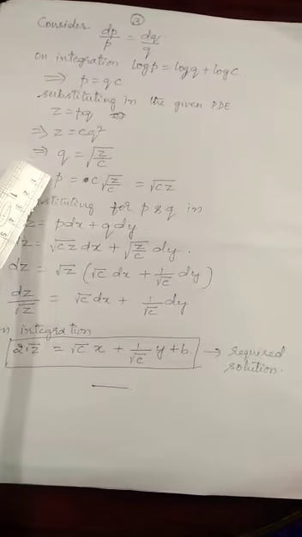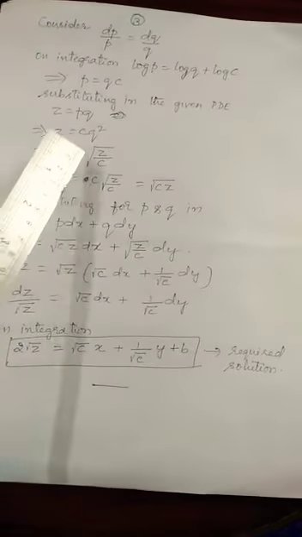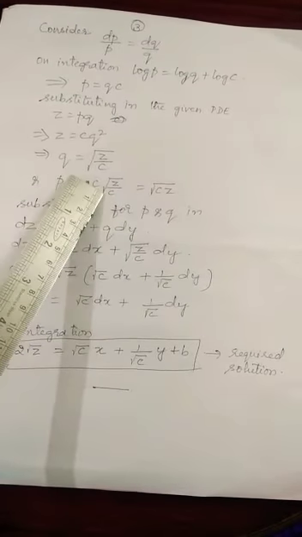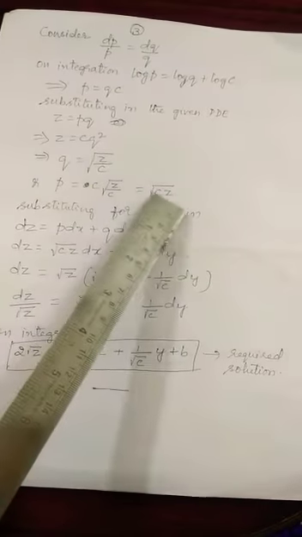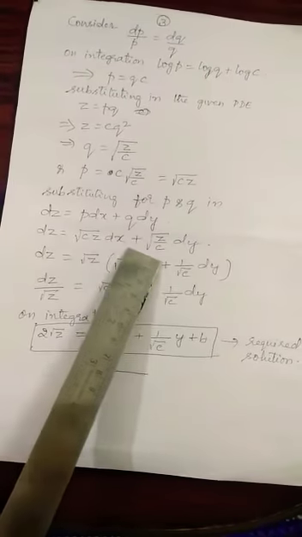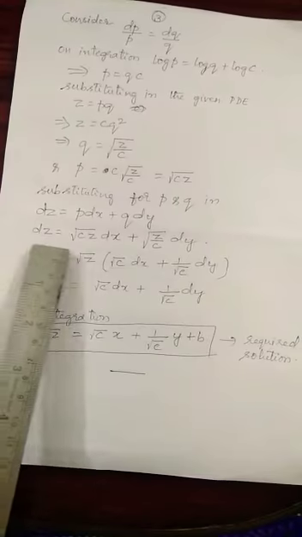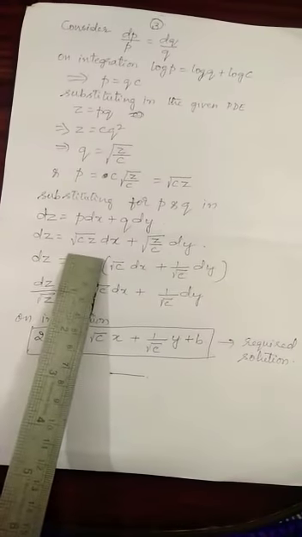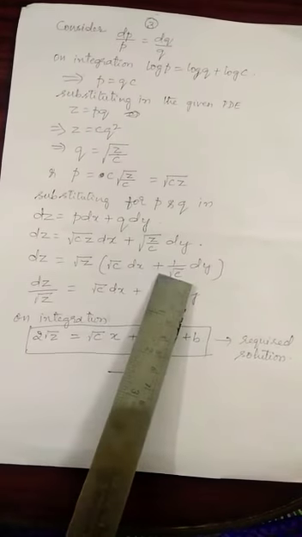So you get p is equal to c into square root of z by c. Here you have root c: c by root c is root c. Therefore this becomes square root of cz. So you got the p and q values. Substitute these p and q values in the total differential equation, that is dz equal to p dx plus q dy. So dz is equal to square root of cz dx plus square root of z by c dy.